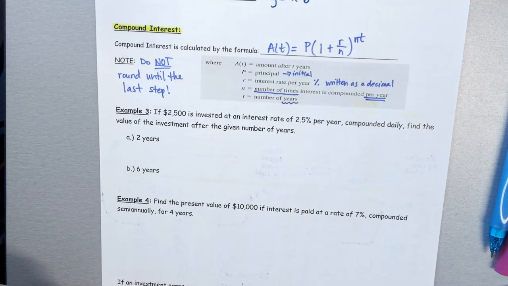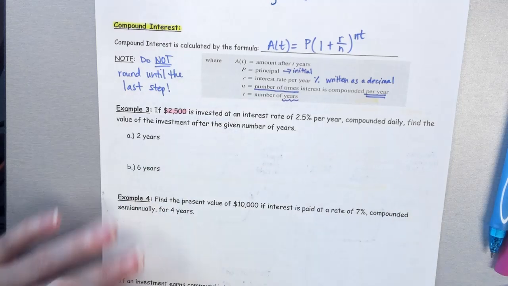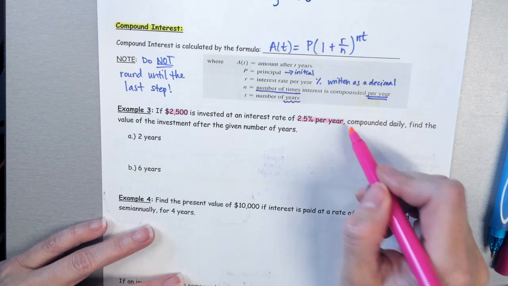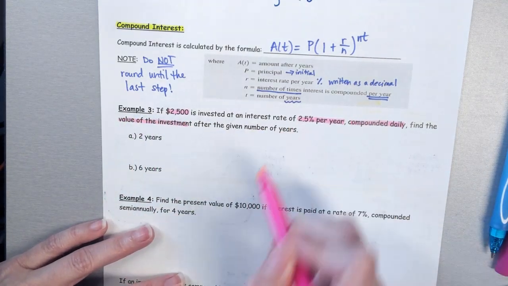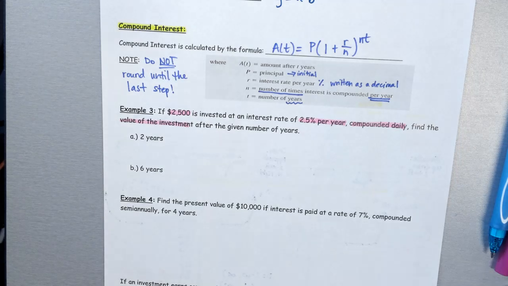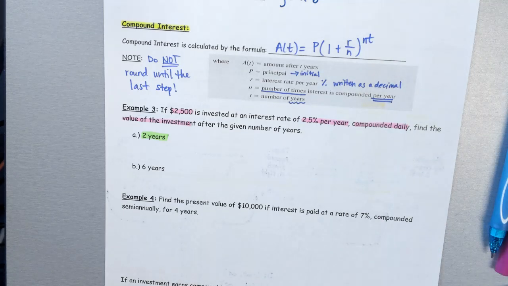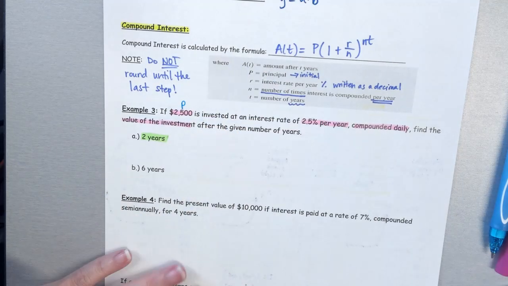Okay. All right, so for example 3, if you have $2,500 invested at an interest rate of 2.5% per year, compounded daily, you are going to find the value of the investment after the given number of years. So for A, your value is 2 years. So already in the problem, they've given you a ton of information. This is what you start at, so that's your principal.